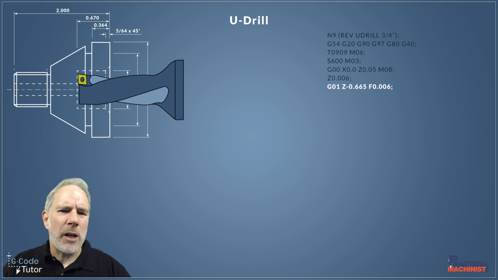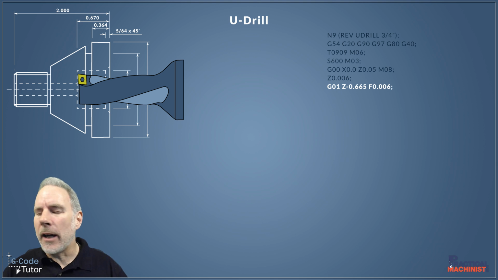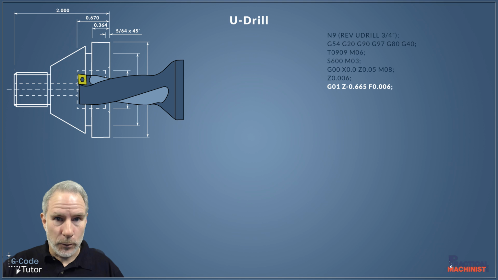Okay, so now we're switching over to our first feed rate move, our G01, because we're removing material now. So we're going down to X minus 665 there. That is just 5 thou shy of our finished depth. And I've also issued a feed rate. Now again, I've made this feed rate up. I have not calculated speeds and feeds for this particular U-drill.